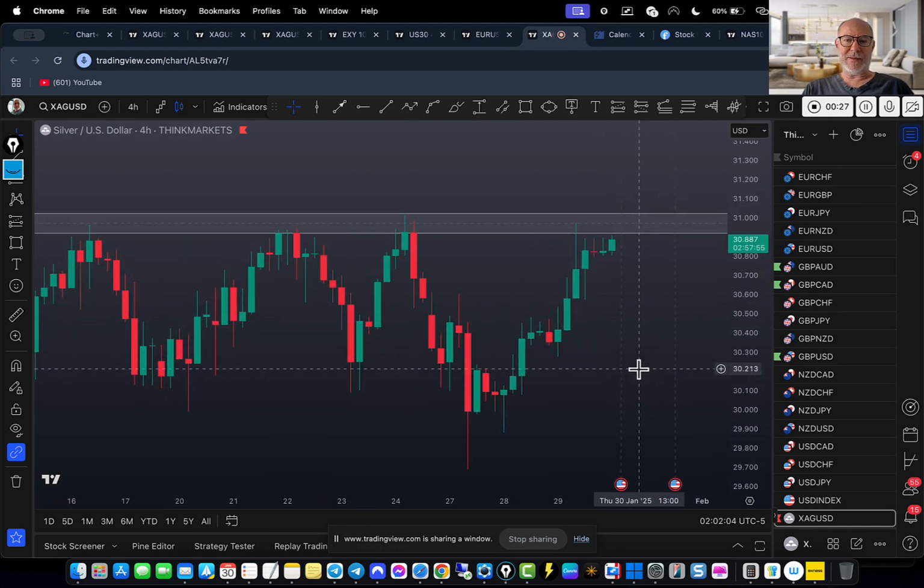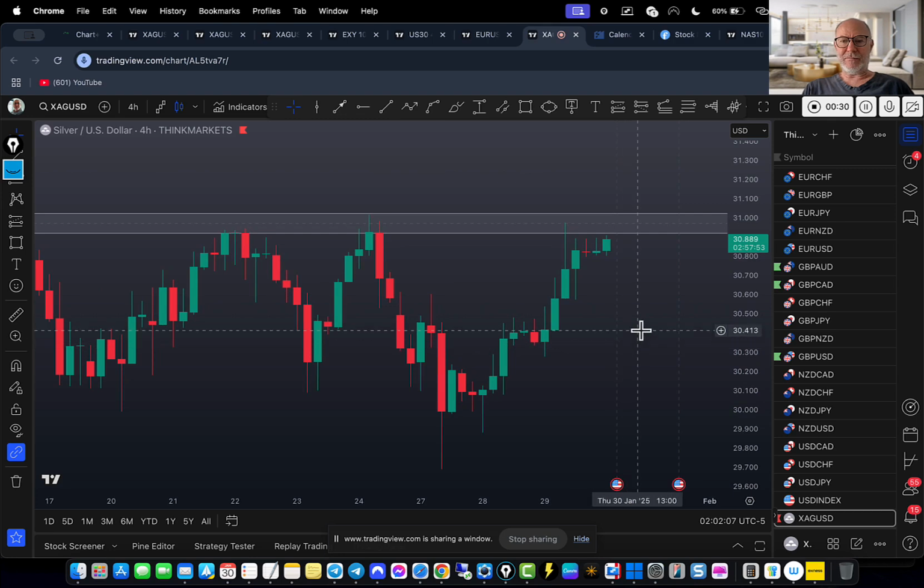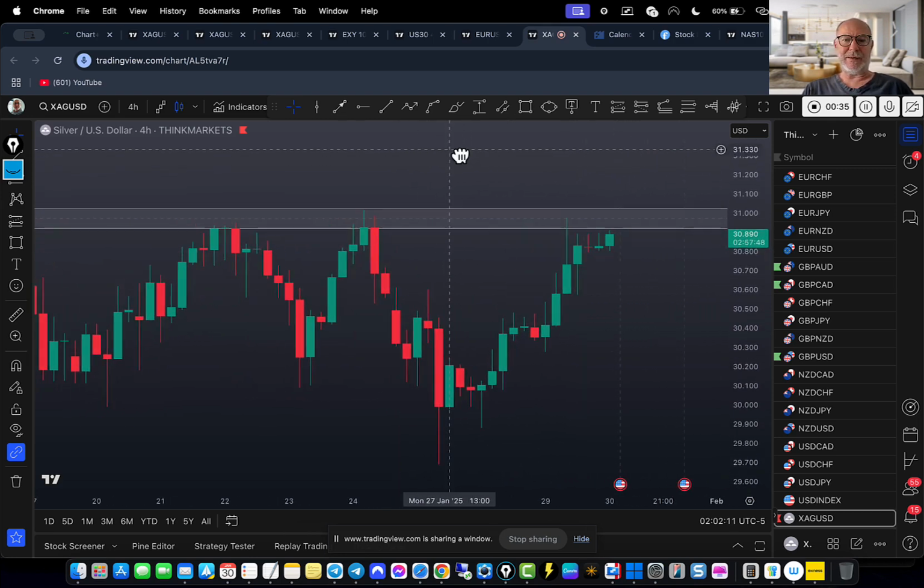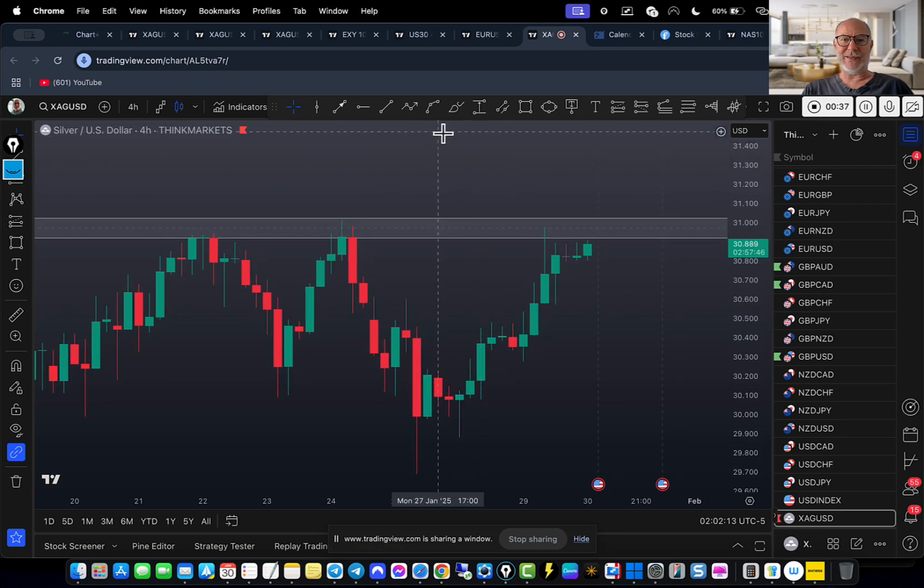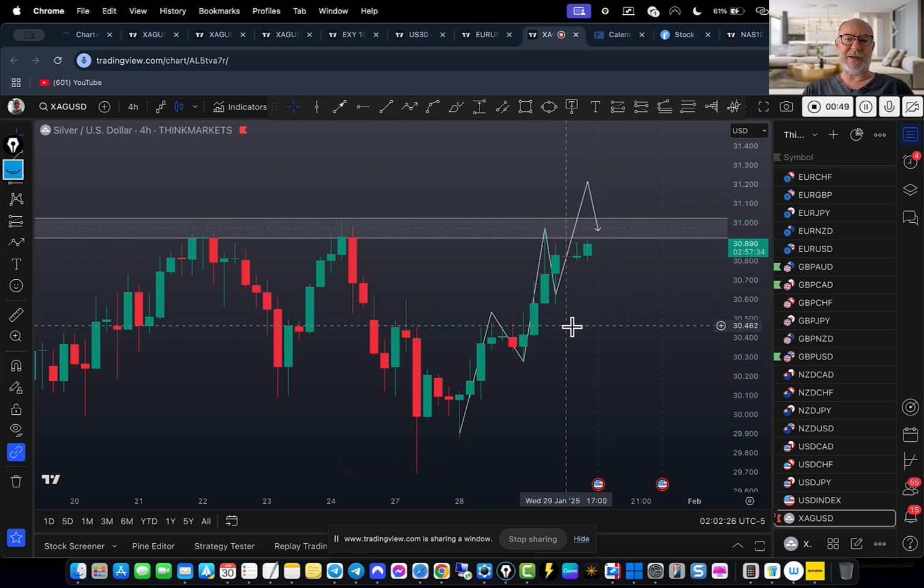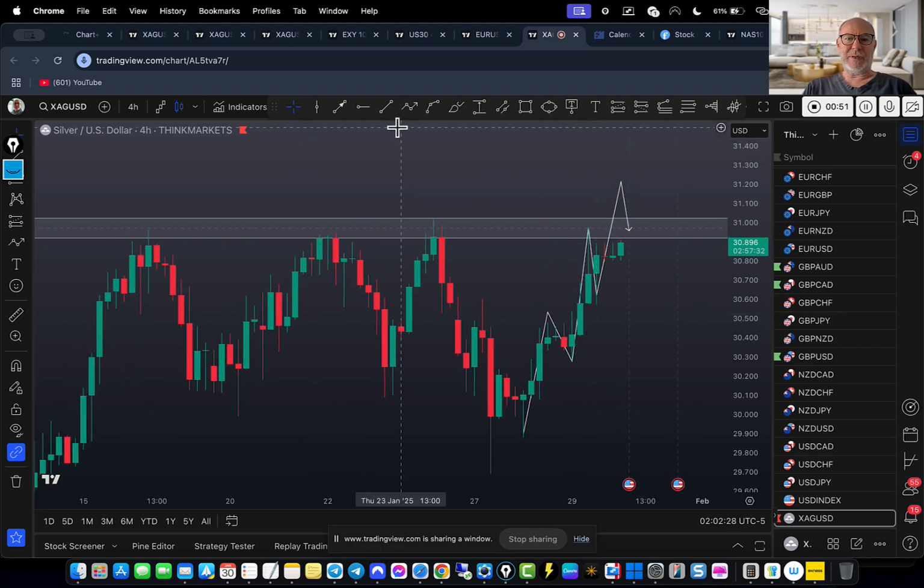So I have a fairly strict strategy or trading plan that I use over and over again, and all I'm looking for is swing low, swing high, retrace, buy, swing low, swing high, retrace, buy, swing low, swing high, retrace, buy. I don't want to be buying into this at the moment.